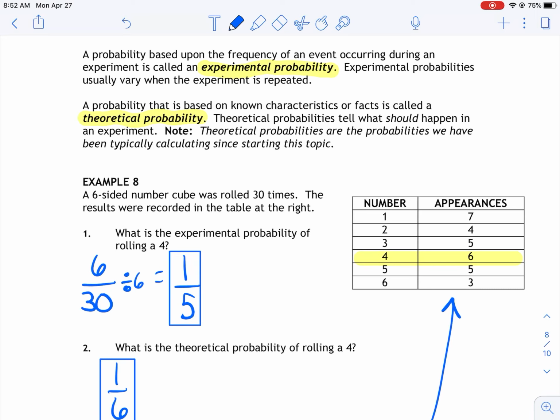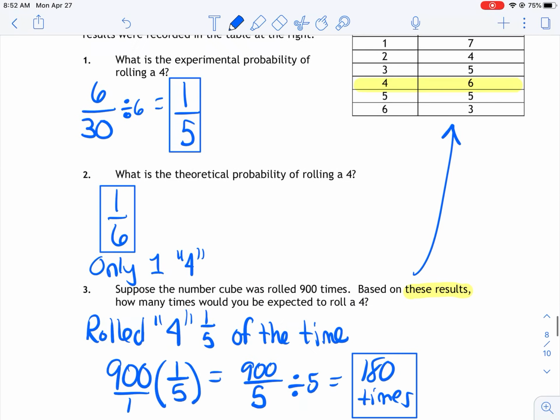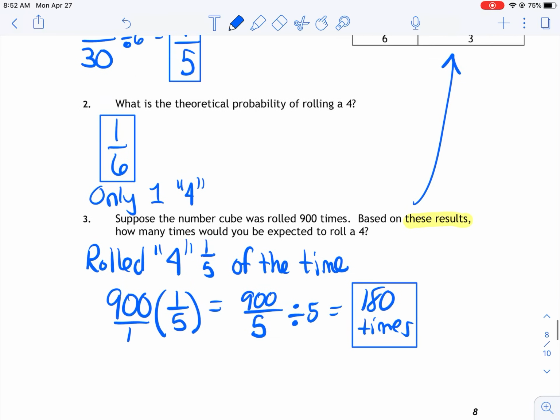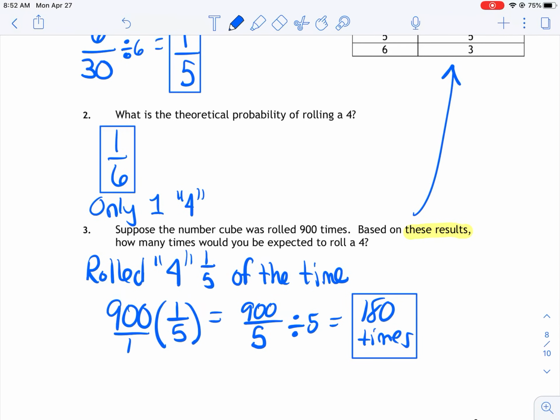Just a little bit of an extension here. You're not going to have any assignments over experimental versus theoretical. That's not necessary right now. So just a little extension so you can connect this to your science classes, when maybe you did some genetics work or that kind of thing. But in a nutshell, this is all the notes I have on probability and counting techniques.